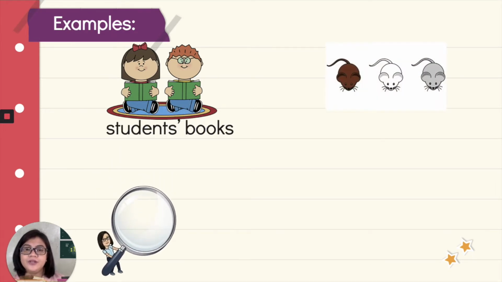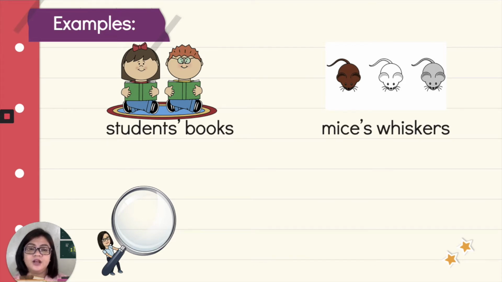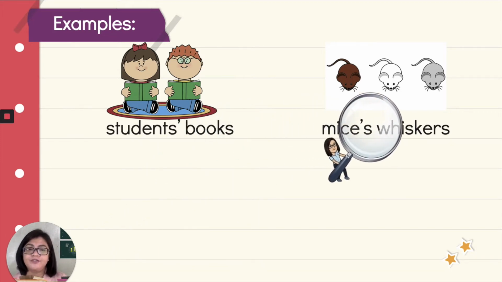Okay, kids. For our second example, we have mice. Since mice is an irregular form, the plural of mouse is mice, which is irregular because it changed its spelling. It doesn't have the letter S at the end of the word mice. So what we did is we added an apostrophe and then S at the end of the word mice to change it to its possessive form. So it becomes mice's whiskers. We added apostrophe S at the end of the word mice.